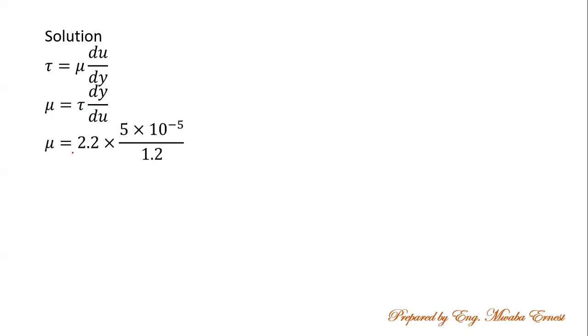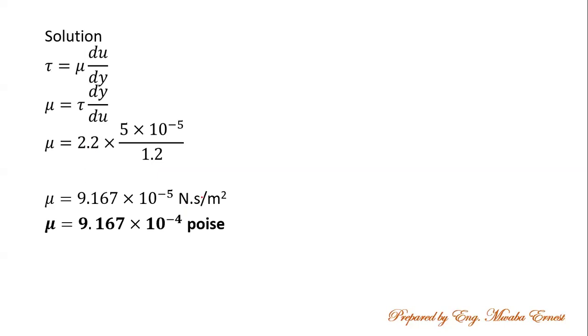So shear stress was 2.2 newtons per square meter. Thickness was 5 times 10 to the power negative 5. The speed difference is 1.2 meters per second. Then our mu therefore is 9.167 times 10 to the power negative 5 newton seconds per square meter. This is normally expressed in poise. For poise, you just multiply that standard SI value by 10. Then our final answer becomes 9.167 times 10 to the power negative 4.